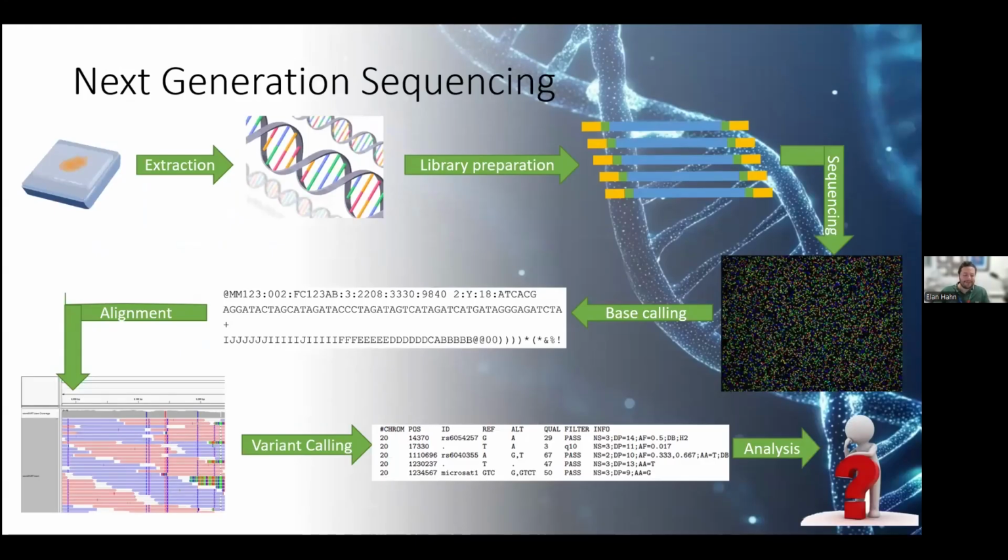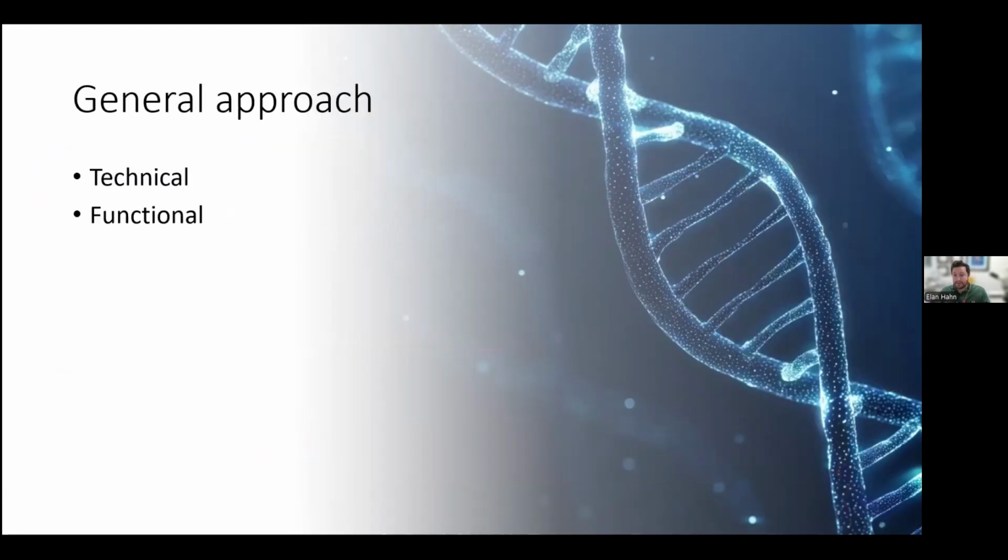So just to give an overview of the pipeline, we extract, prep the library, sequence, call our bases at each position, align them, and then see how that differs from the reference sequence and call our variants. And now we're going to talk about interpreting those calls. So the general approach here is to see, number one, is it technically real? And number two, is it functionally impactful?